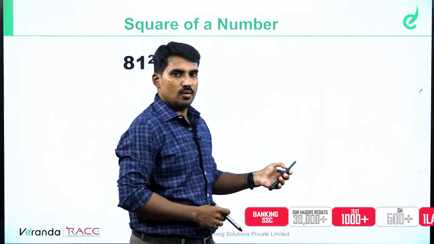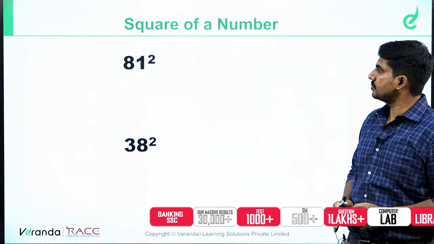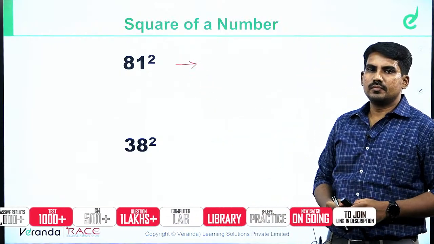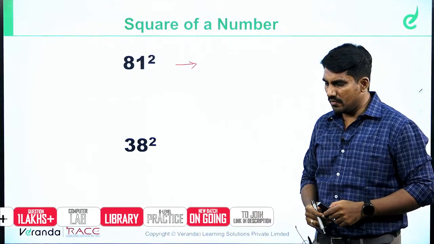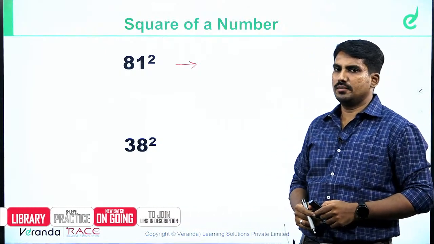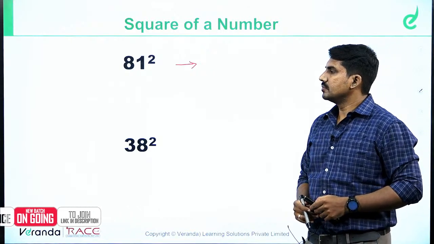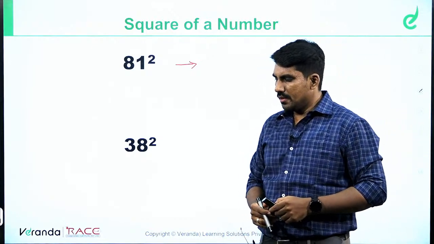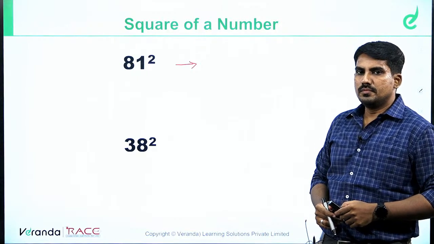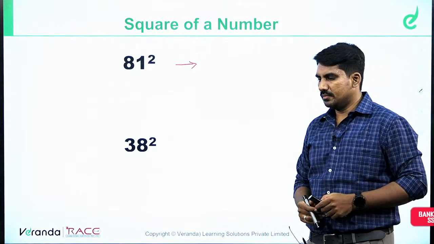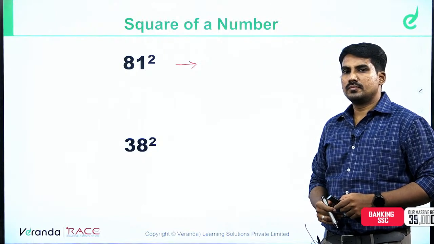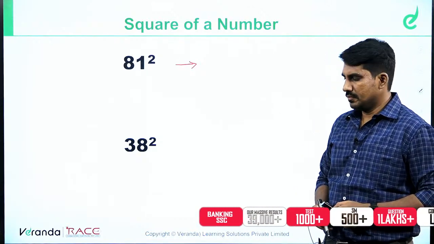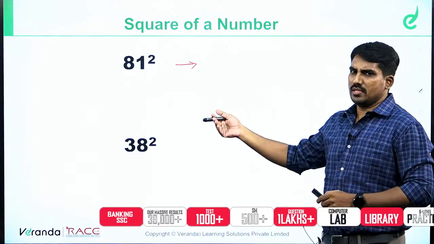Now, try these questions. Try this with the shortcut. 1 square, we have to write it as 01, right? 01. Yes. So now we know the method, right?